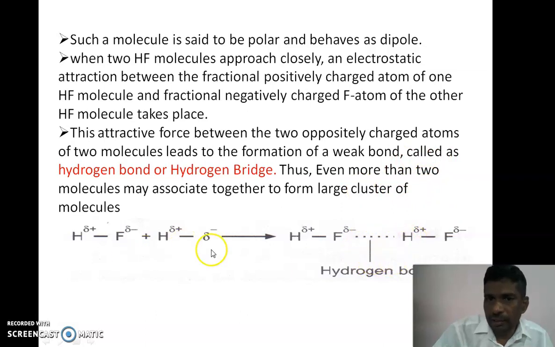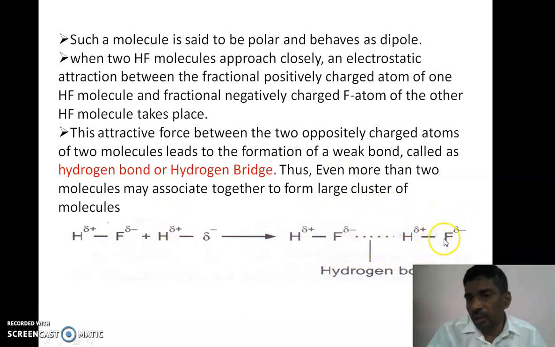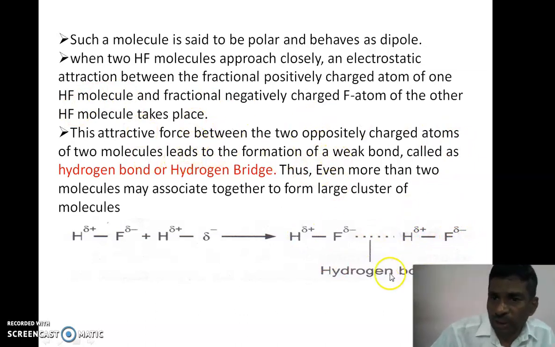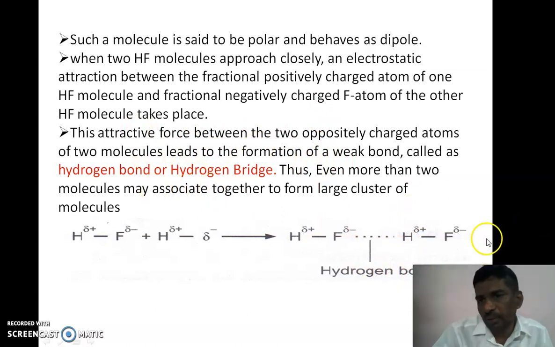A number of HF molecules get linked to each other due to the strong electrostatic force between oppositely charged molecules, forming hydrogen bonds and a large structure that is known as a cluster.